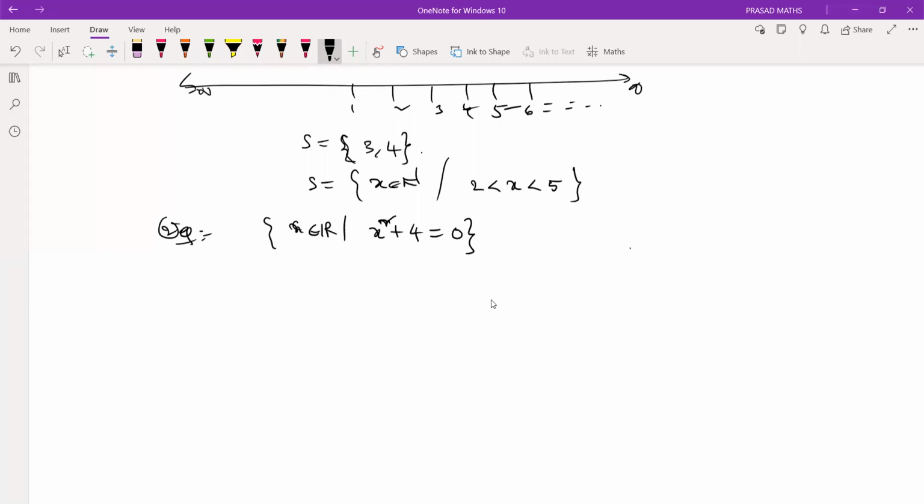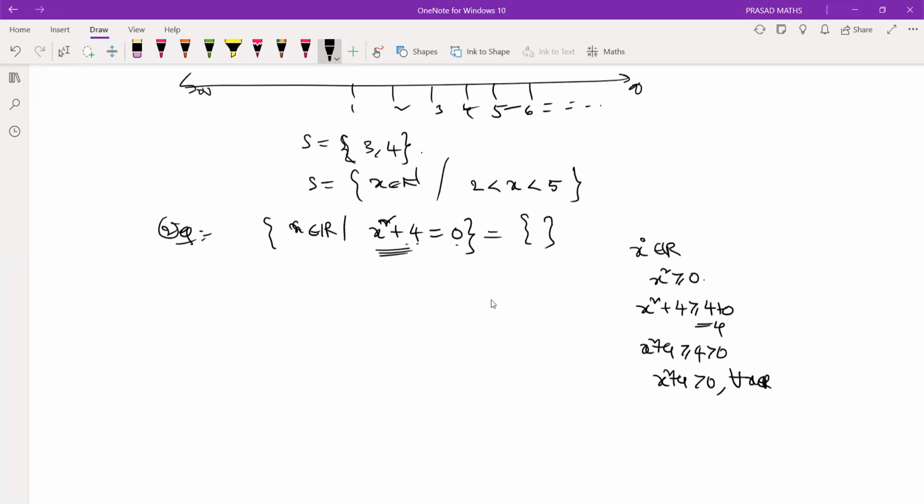You take any real number, whose square is always non-negative. Therefore, once you add 4 on both sides, x square plus 4 is always bigger than or equal to 4, which is positive. So x square plus 4 is positive for any real number. Therefore, there is no such real number whose square plus 4 equals 0. So there is no element. That means it's an empty set.